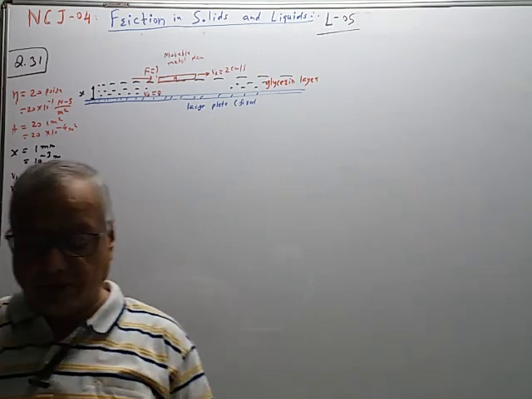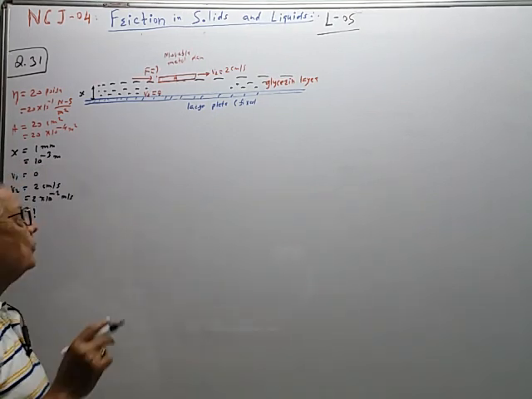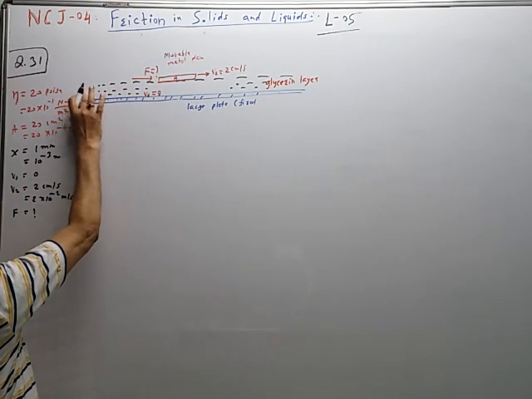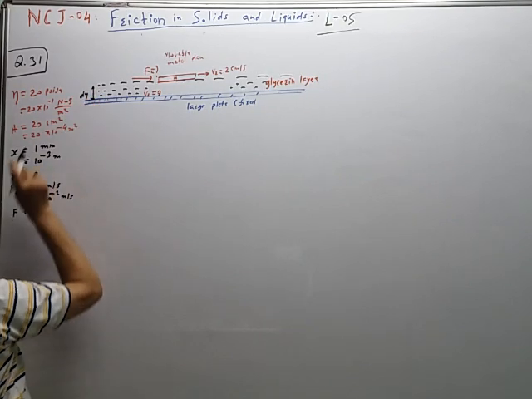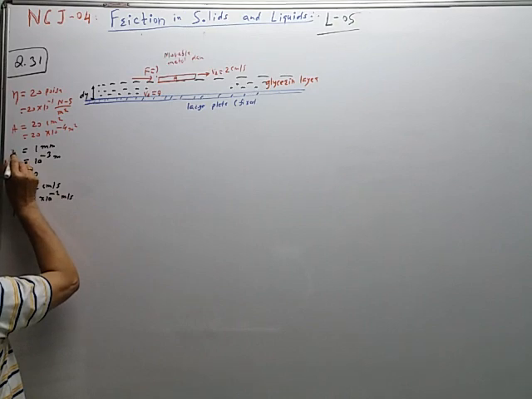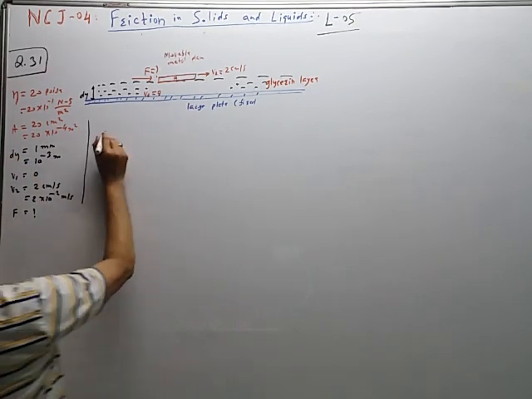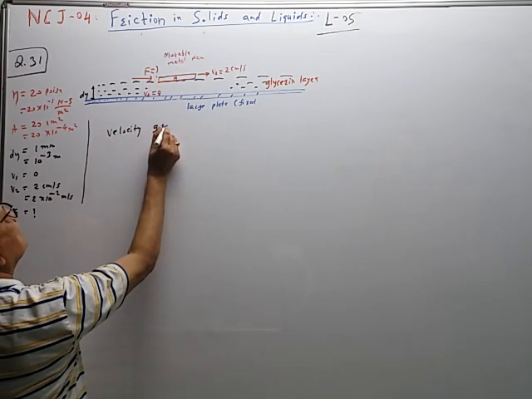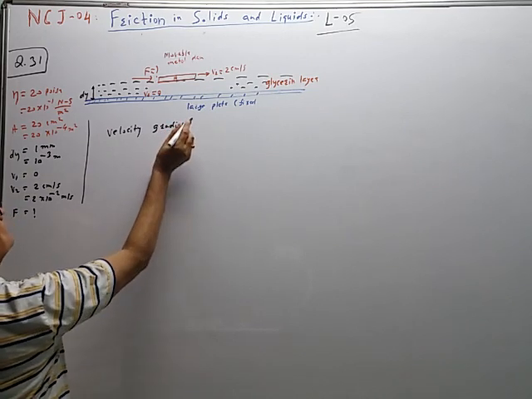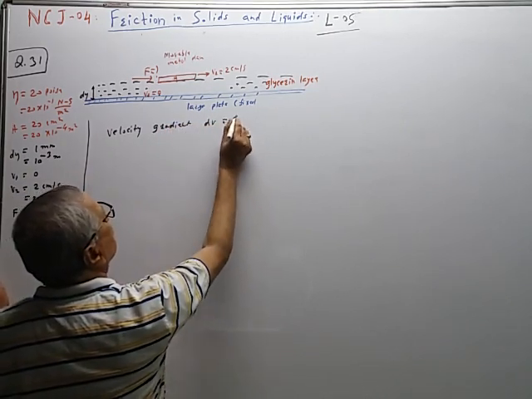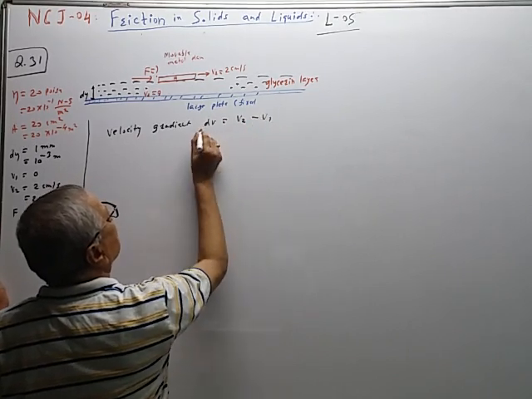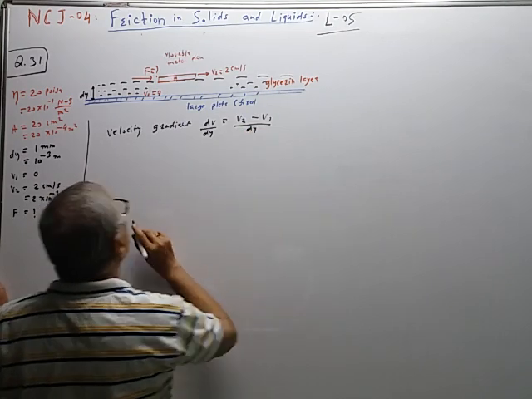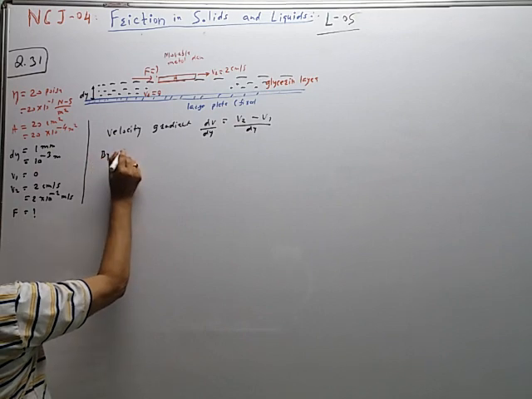The force required F is equal to, actually this distance is measured in the y direction, therefore better we will denote it by dy. So the velocity gradient dv is V2 minus V1 upon dy, by Newton's law.